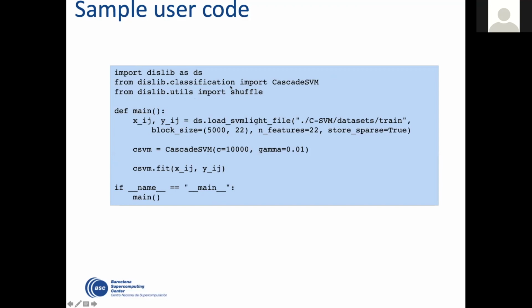We do the corresponding imports, okay? Then in this case, for example, we load the data from a special data file format, the SVM Lite, which is a specific library of SVMs, okay? So we read this data with this block size, 5,000 by 22. And well, here it needs also to know the number of features, okay? And well, this is another option, okay? It creates an instance of the Cascade SVM with some parameters, okay? I will not go into the detail of the parameters, okay? And then it calls the fit of this data, okay? So this is a user code.